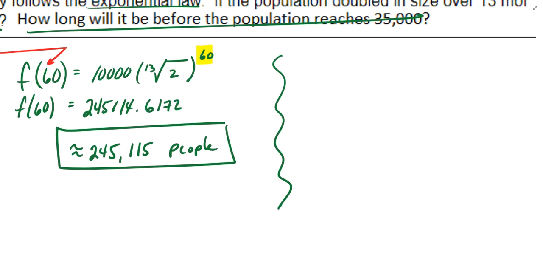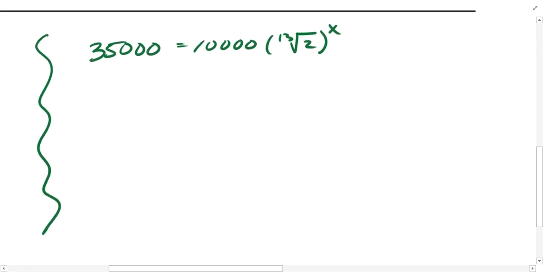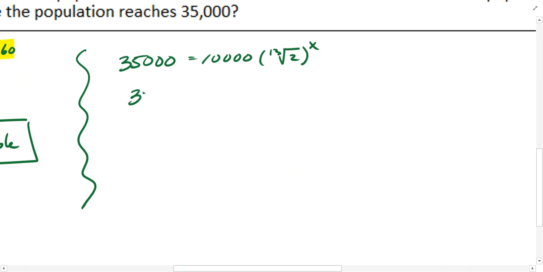The problem goes on to ask, how long will it be before the population reaches 35,000? Well, this time we don't know how much time passes, and instead we're looking for that time, x, how long it takes to reach 35,000. Well, we know that we started with 10,000 and we're growing at a rate of the 13th root of 2, and now we can solve for x, the unknown in the exponential. So I'll divide both sides by 10,000.